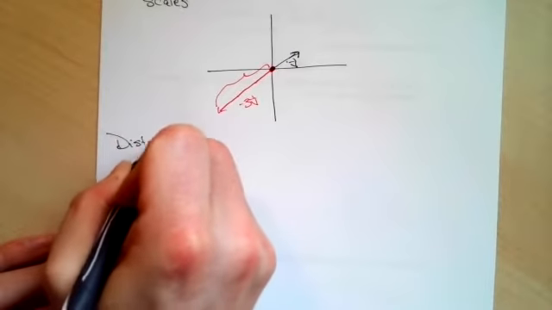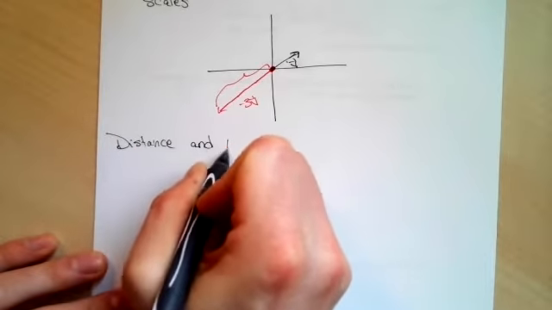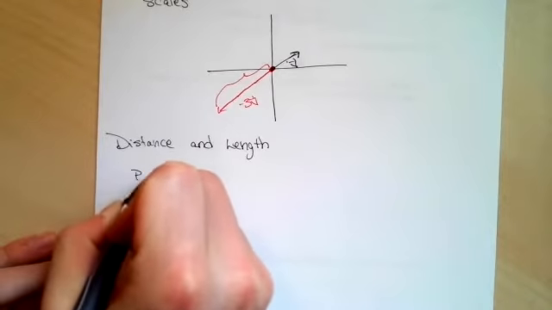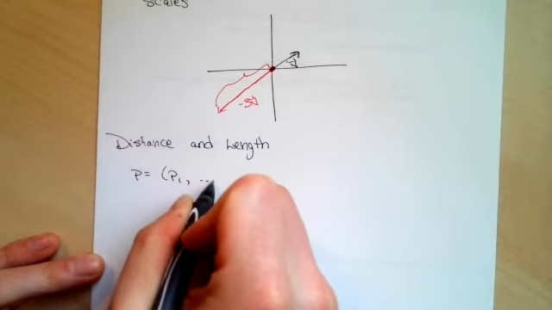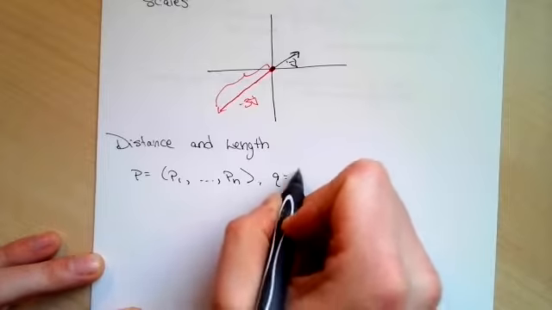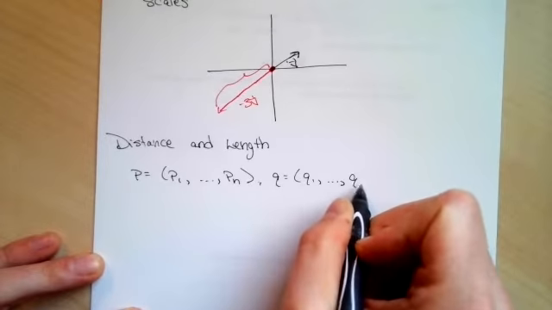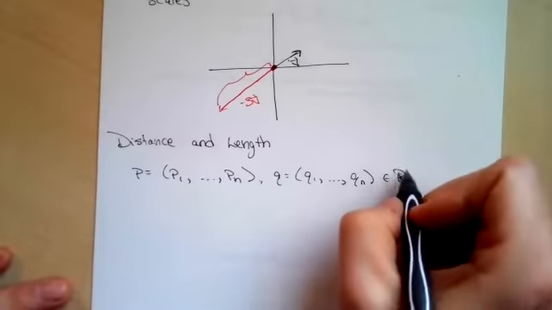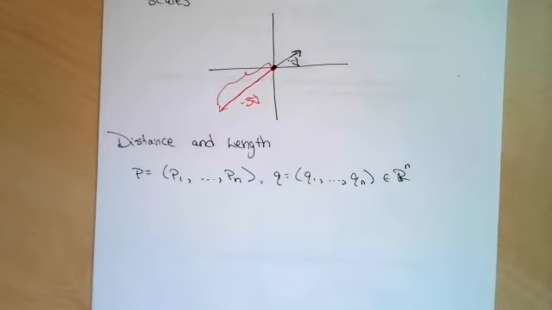So in terms of distance and length, for a point P and a point Q in Rn, we want to consider just points. When we talk about Rn and define vectors in Rn, we think of the vector space Rn. Points, we typically just think of as n-dimensional Euclidean space.